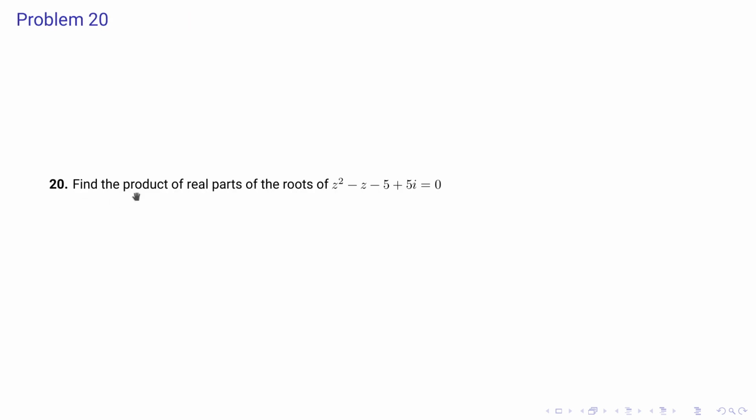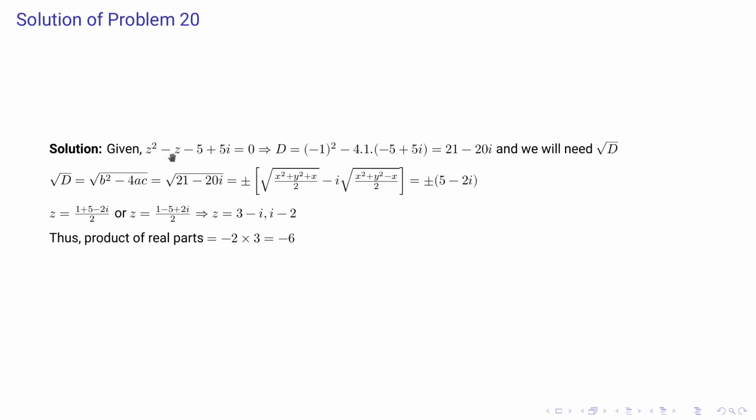Problem 20 says: find the product of real parts of the roots of z square minus z minus 5 plus 5i is equal to 0. So for solving this problem, you will need to understand how quadratic equations work. So you can skip this if you don't know quadratic equations yet.